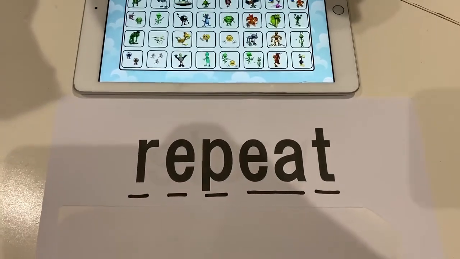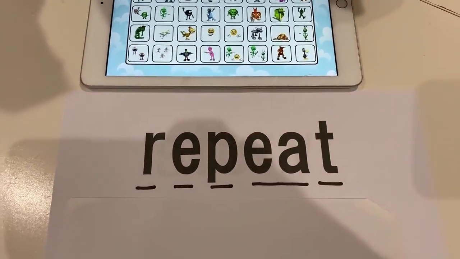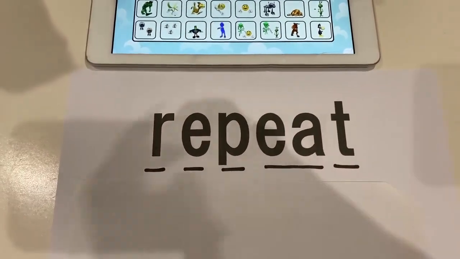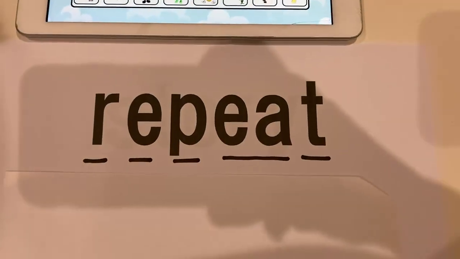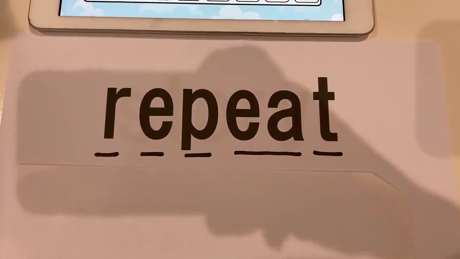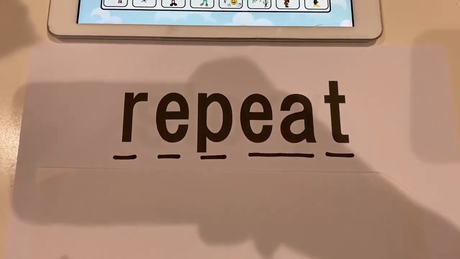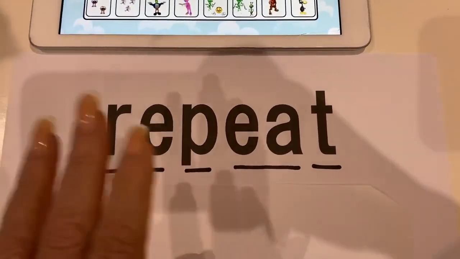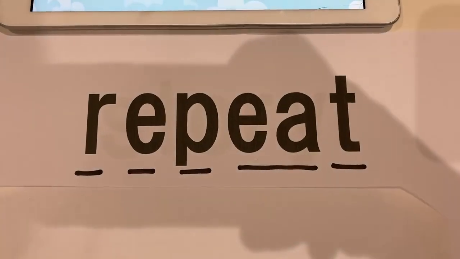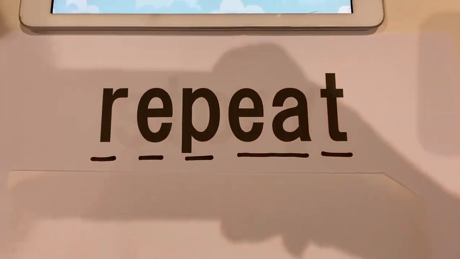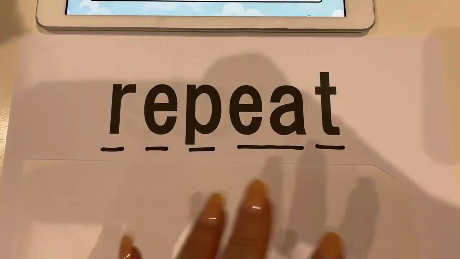Okay, the first word for the group is "repeat". Now, because you have this word stored in what is called your orthographic lexicon, I think of it as a brain word bank. This is stored. You don't have to think about it. And if you don't teach phonics, you still don't have to think about it, because luckily what happens in our brains is it's stored.